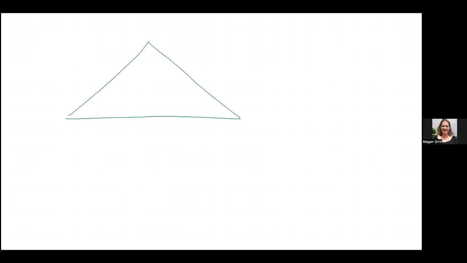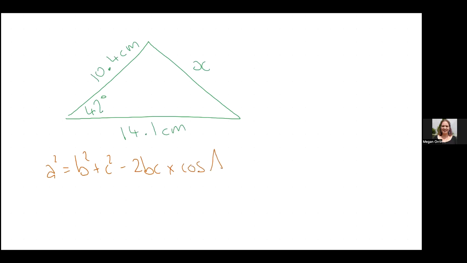Okay, we're going to say that this is 42 degrees, 10.4 centimeters. This is x, and this is 14.1 centimeters. All right, go for it. Please find x. Oh, I'm going to have to give you the rule, aren't I? All right, this is the cosine rule. Make sure you use it properly.